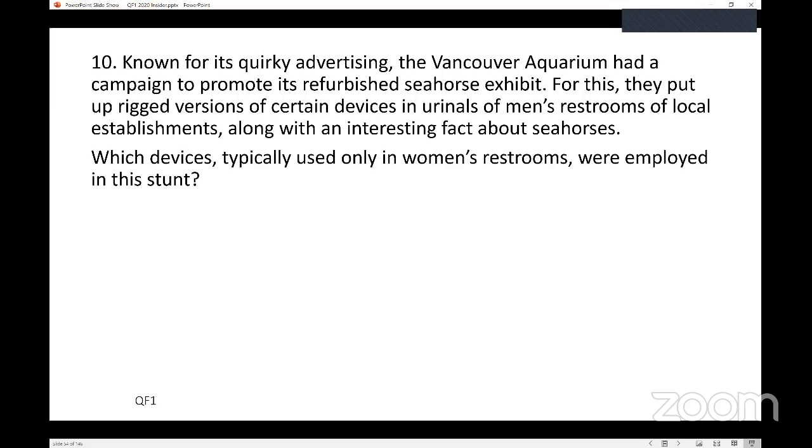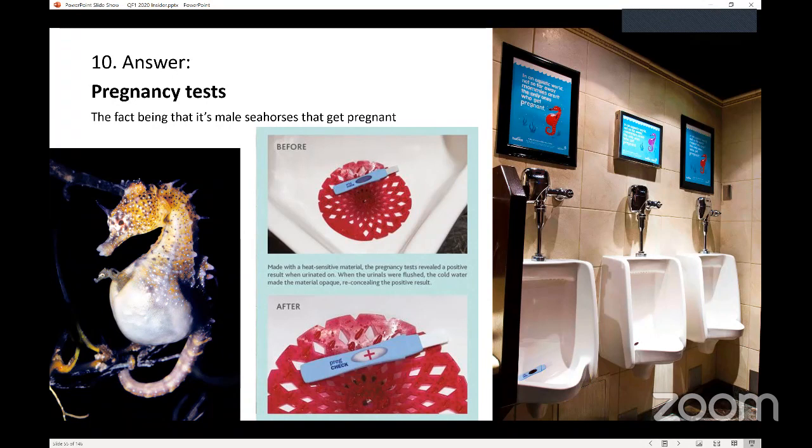Akhila, please go ahead. Is it the pregnancy test? Very, very good. That is correct. This is a pregnancy test. The fact is that it's the male seahorse that gets pregnant and not the female seahorse. To raise awareness of that, they put up a heat-sensitive pregnancy test device in men's urinals, and it would just for fun show up pregnant, and all the men would freak out. And then they would look up and see the sign that says that in the aquatic world, mommies are not the only ones who get pregnant, because male seahorses also get pregnant.